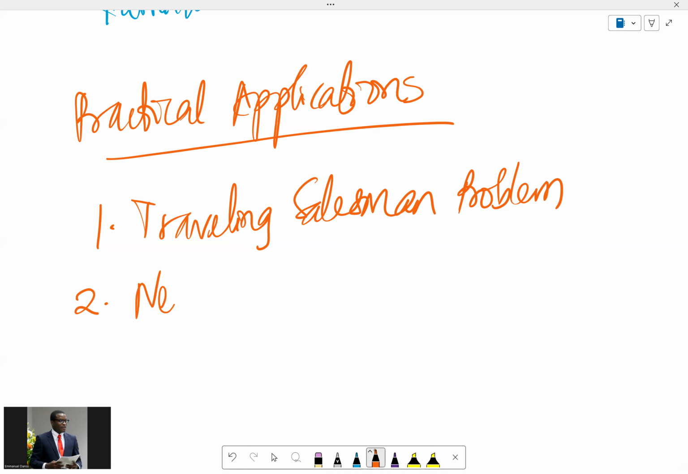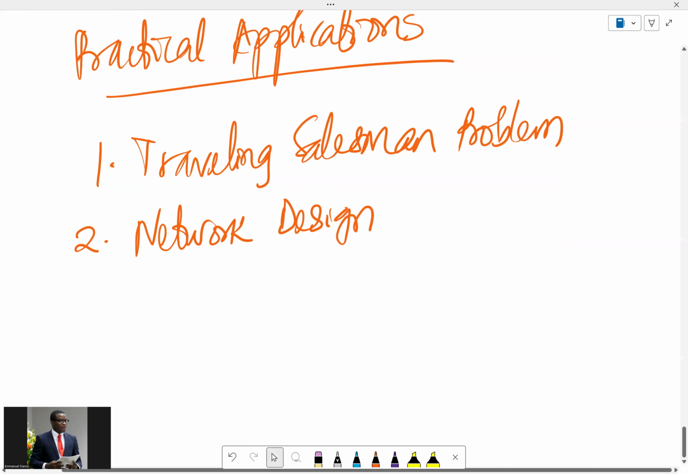Then we also have network design. In computer network design, Hamiltonian cycles are useful for designing resilient and efficient communication paths between various nodes. A Hamiltonian cycle can be used to design circuits that minimize the number of links required to connect a set of nodes, ensuring that each node is visited exactly once.